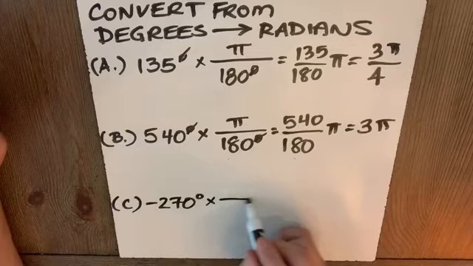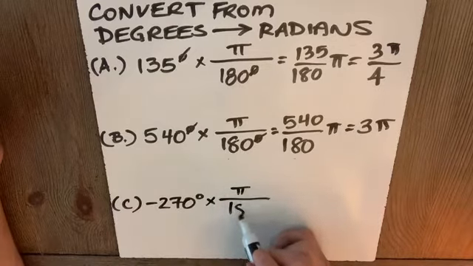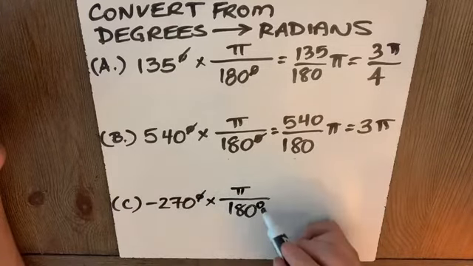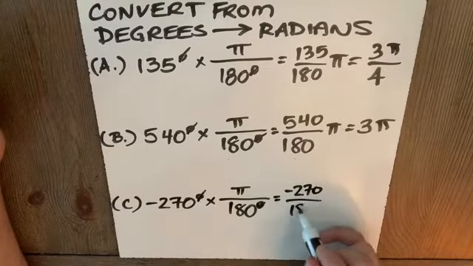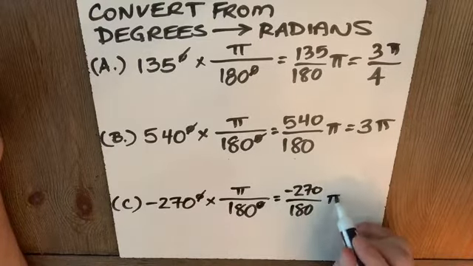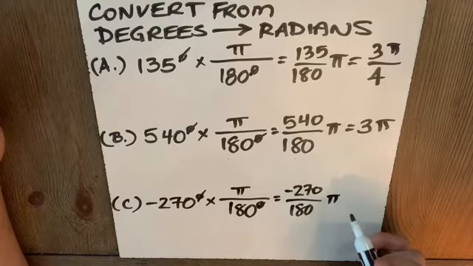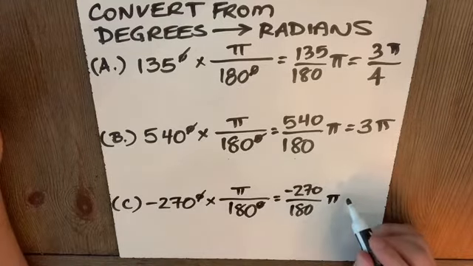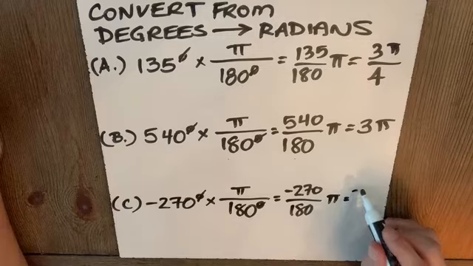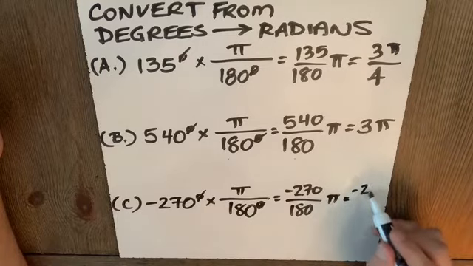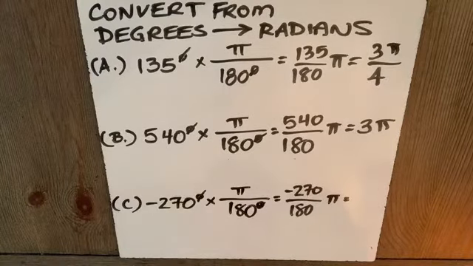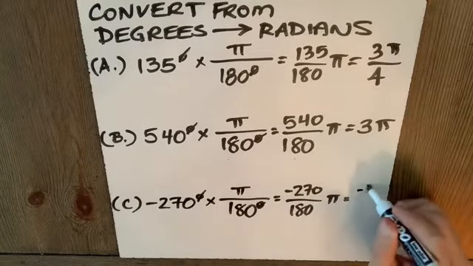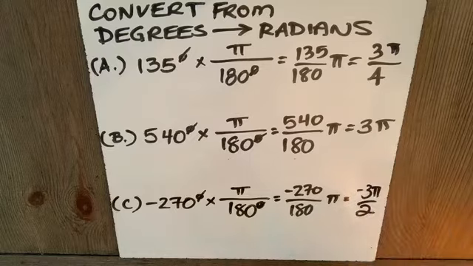Negative 270 degrees times pi over 180. Why do I do that? Because I want the degrees to cancel to leave me with negative 270 over 180 pi, which will simplify, of course, to negative 3 pi over 2.